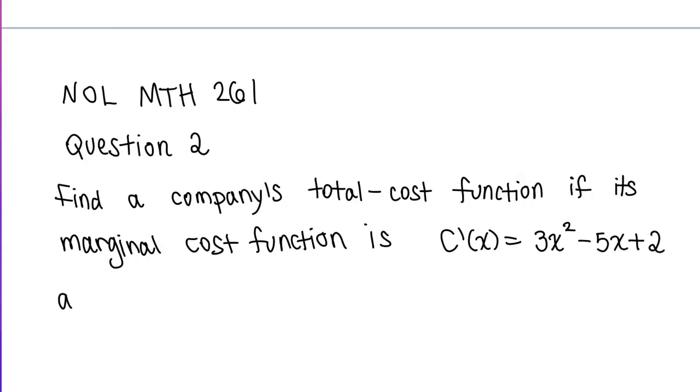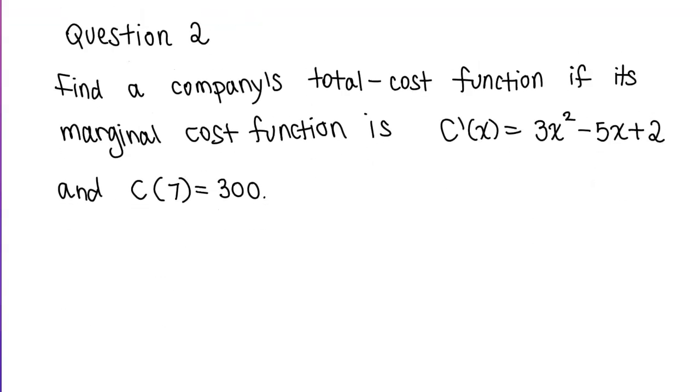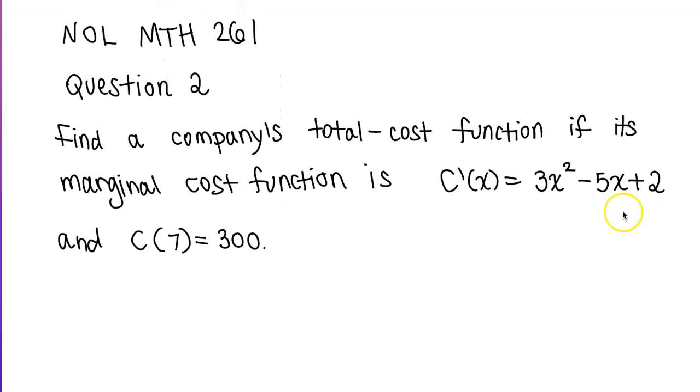And I'm gonna also give you that the cost of producing, let's say, 7 items is equal to $300. Okay, so let's try this. I may have to do like 3 examples for question 2, but this one's similar to one of the items that you may see for question 2.